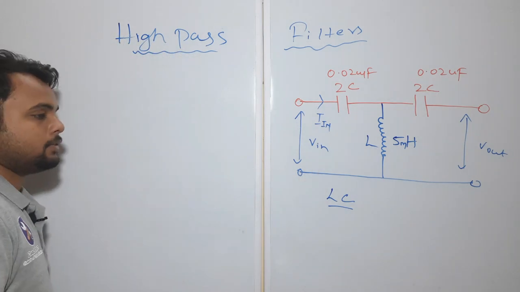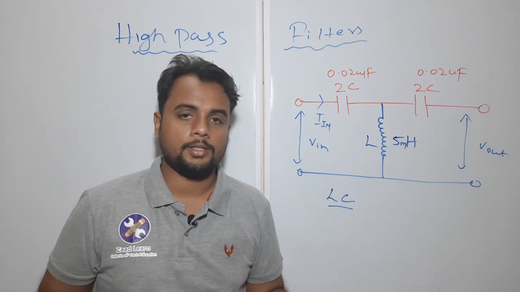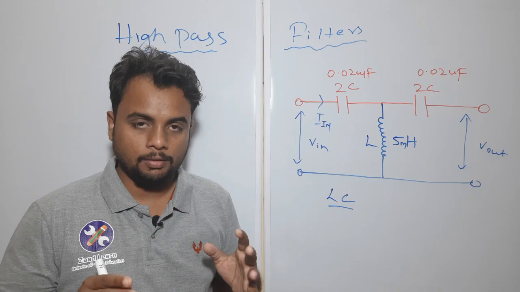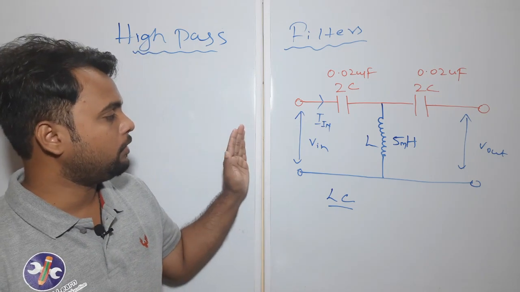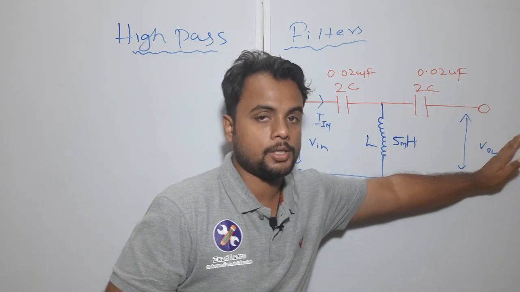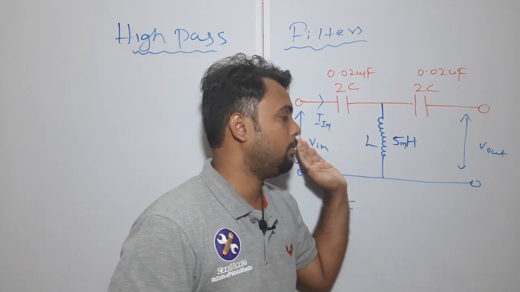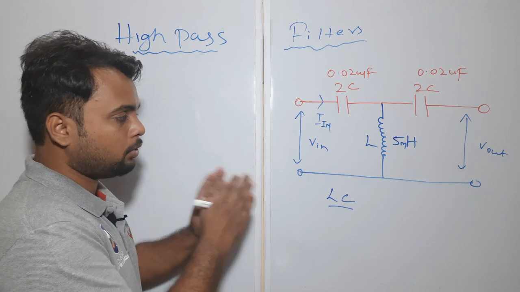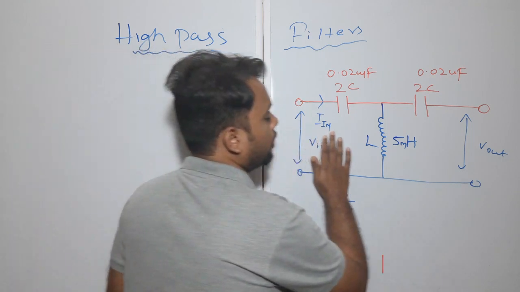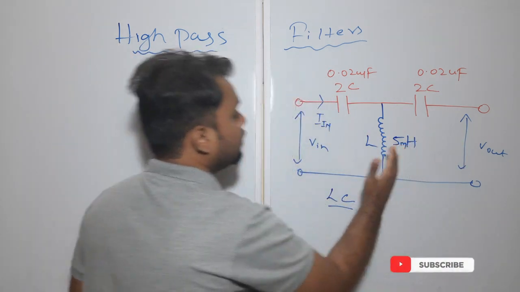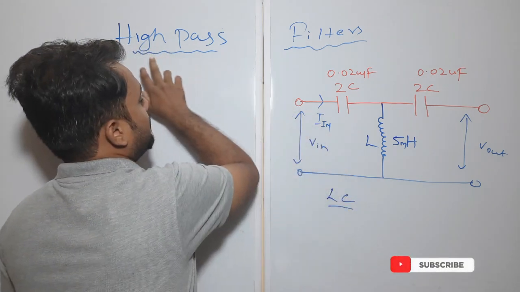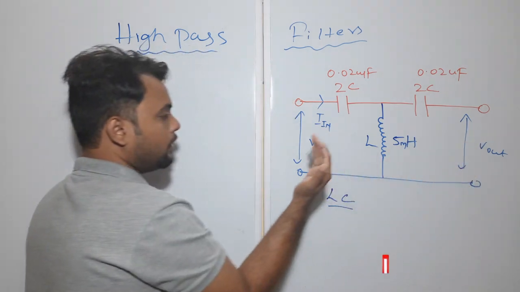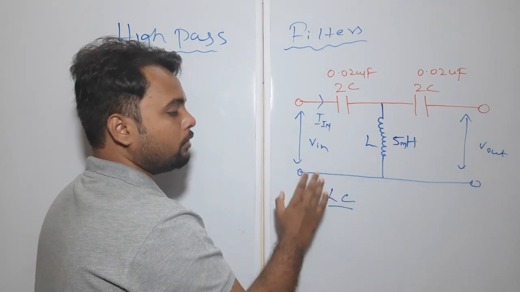So what exactly is a high pass filter? The definition of a high pass filter is a type of filter which allows the high frequency waves to pass. If we pass a high frequency wave through this particular circuit, the high frequency wave will pass from Vin to Vout. But when a low frequency wave is given to the circuit, it will not pass through. This circuit will block the low frequency wave. That is why it is named a high pass filter. It will allow the high frequencies and it will reject or block the low frequency waves.